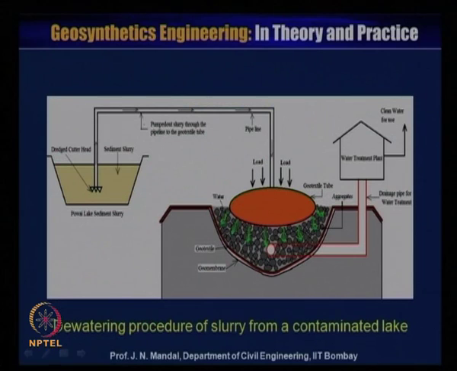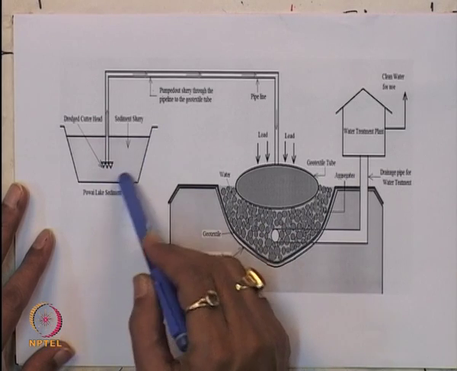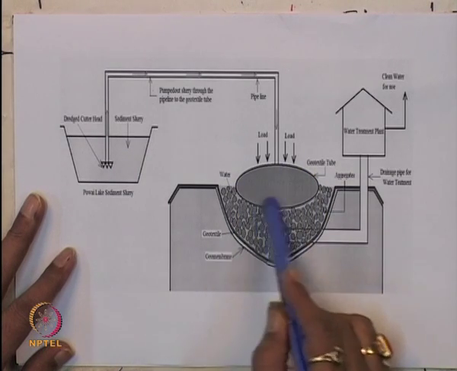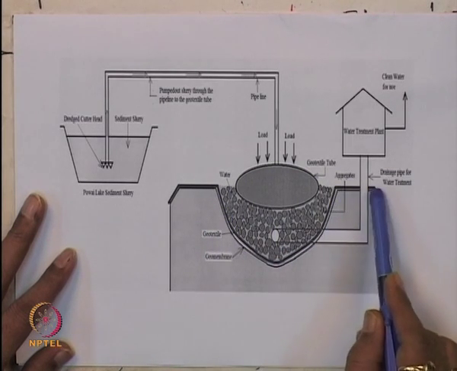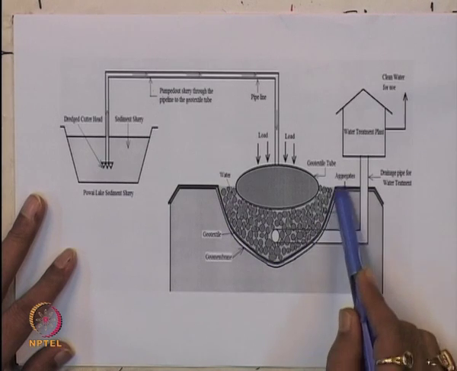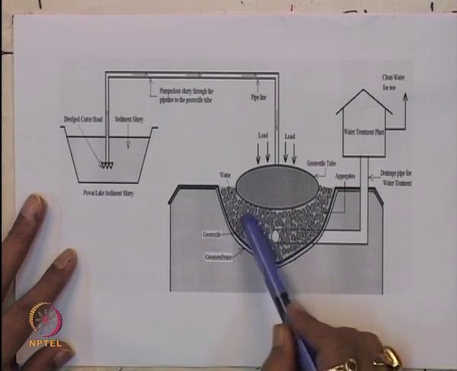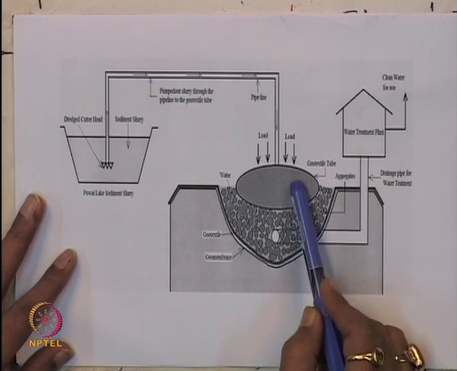So here we are showing the dewatering procedure of a slurry from a contaminated lake. For an example, this is Powai Lake where there is a sedimentary slurry, and this is the geotextile tube, and this geotextile tube is placed on an impermeable container. You can place the geomembrane, then you can place the geotextile material, and then you place the aggregate. On top of the aggregate, you can place the geotextile tube.